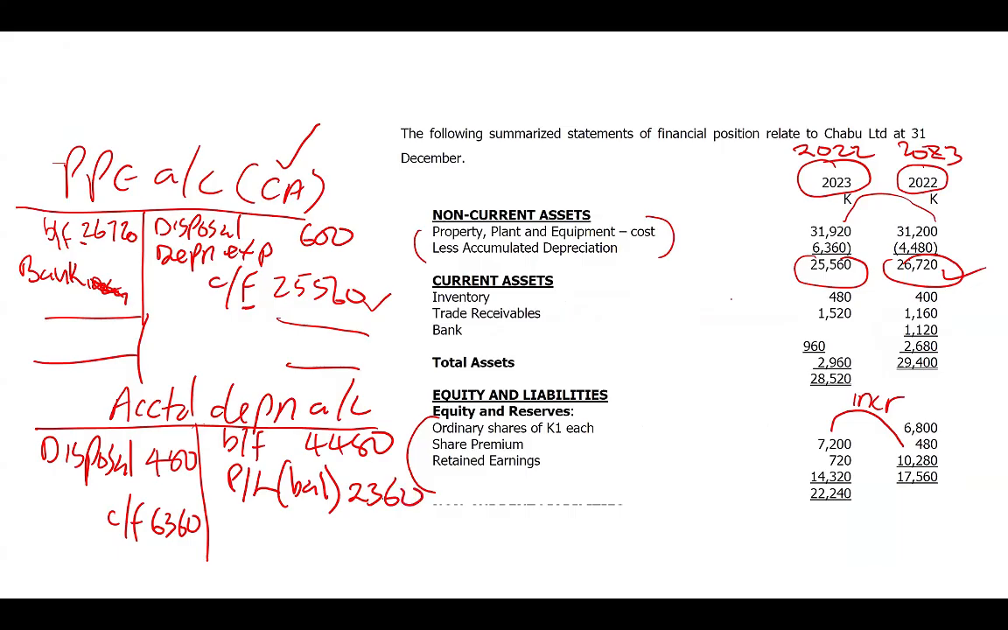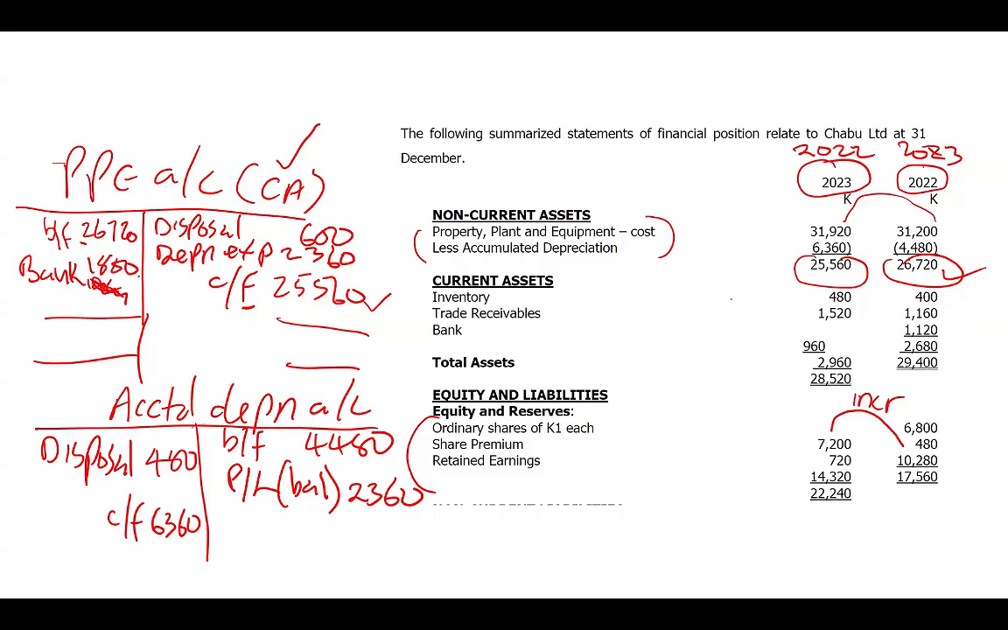that gives us 2360. This figure is very important. It's not only coming here, 2360, but it's also being added back to profit before tax, apart from it being used here to calculate PPE. Okay, so the 2360 plus the 600 carrying amount of what was disposed of, plus the closing balance 25,560, and minus 26,720 there. That leaves us with 18.